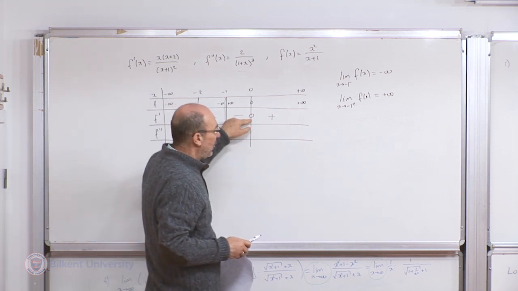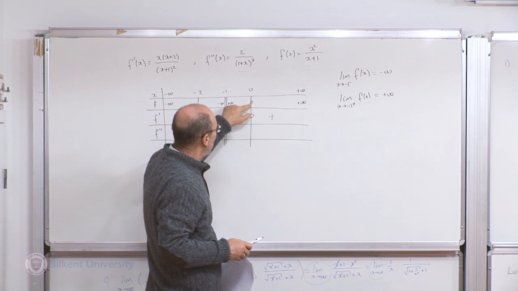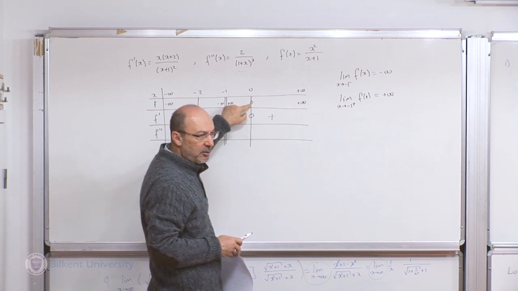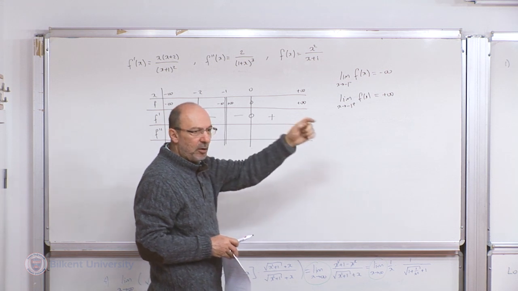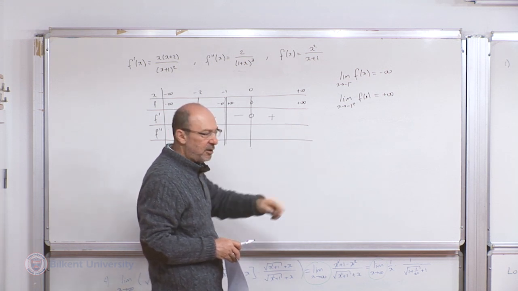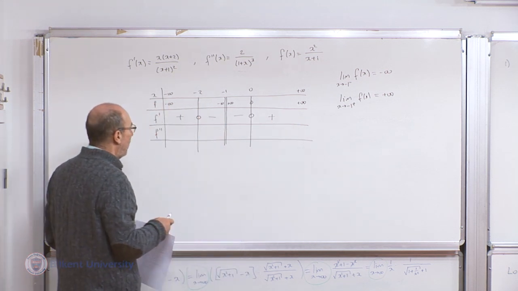Since this is a local minimum, and at that local minimum the function is itself 0, the graph doesn't go below the x-axis. It touches the x-axis and then goes up. Okay, so far so good.